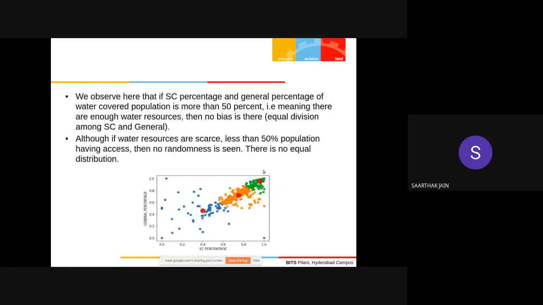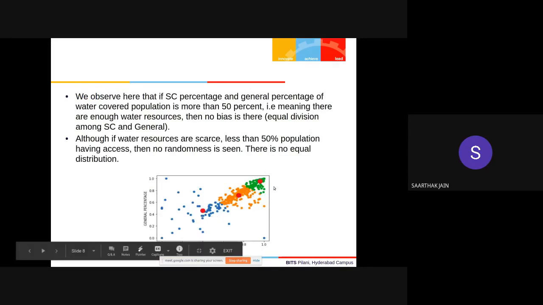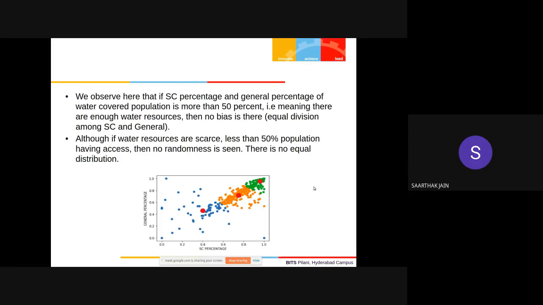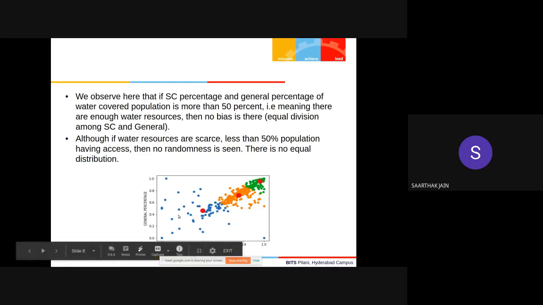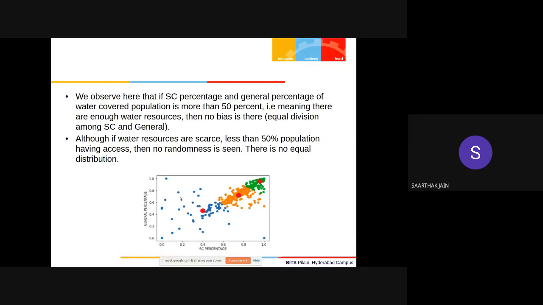Another trend that we can see from this clustering is that once the SC percentage increases above 50%, the general percentage follows the same trend, which means that water is equally divided between SC and general population. However, once the SC percentage goes below 50%, we can see that there is quite some randomness in this data, which suggests that the water distribution is not equal among general and SC population. This is one insight that we have obtained.